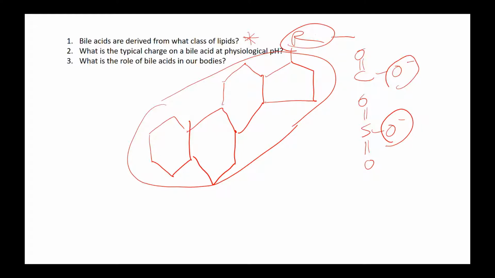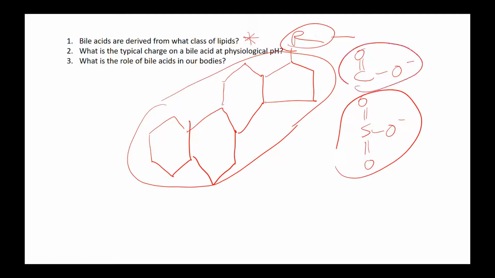Does anyone have any questions real quick? Oh, for number two, the answer is -1, Joe, because it doesn't have both of these groups. It'll have one or the other of those groups on it, not both. So it'll either have a sulfate or a carboxylic acid there. Any other questions?